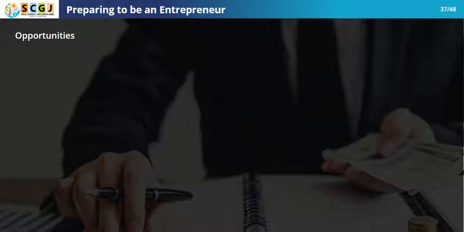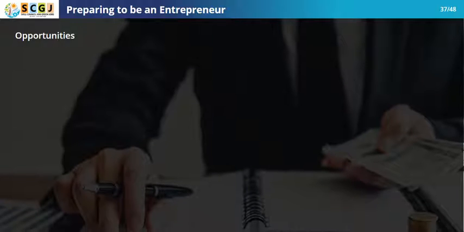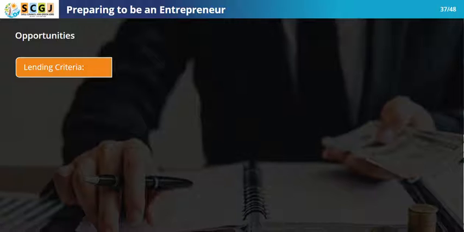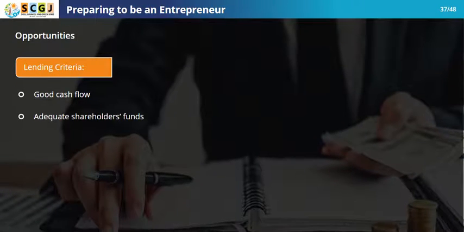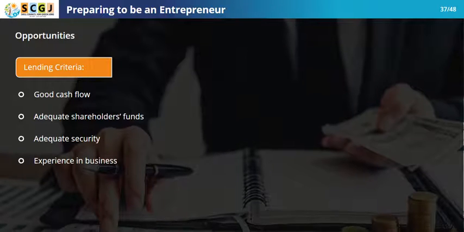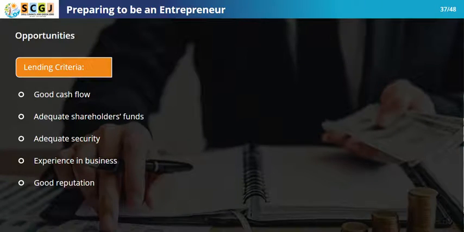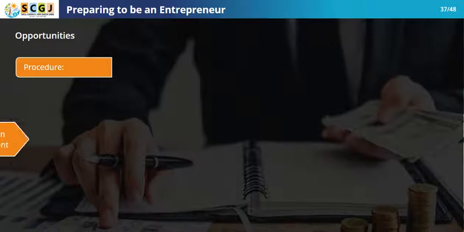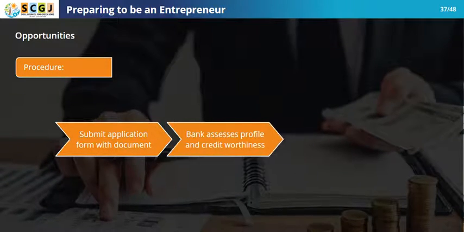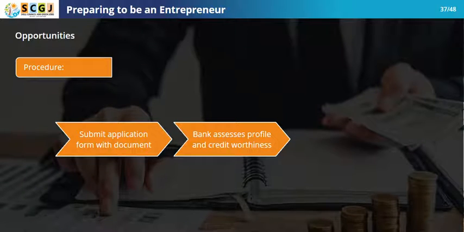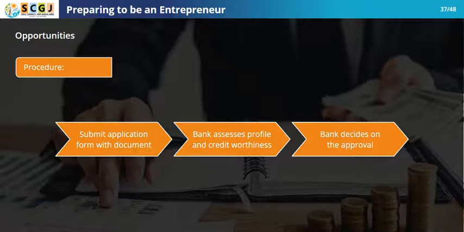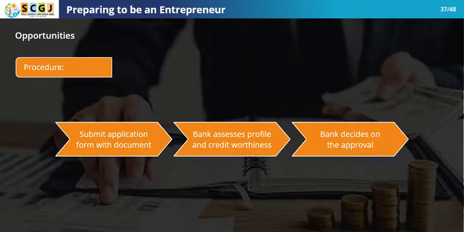Your request for funding will have a higher chance of success if you can satisfy the following lending criteria: good cash flow, adequate shareholders' funds, adequate security, experience in business, good reputation. Procedure. You submit application form along with documents. Bank assesses your profile and creditworthiness. Bank decides whether to approve your funding request.